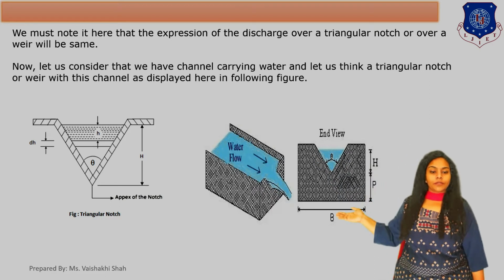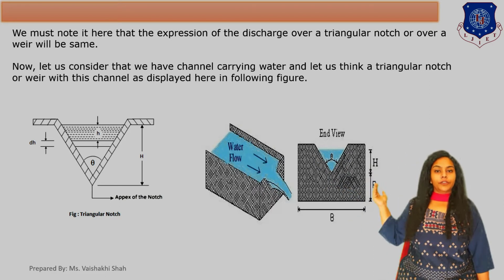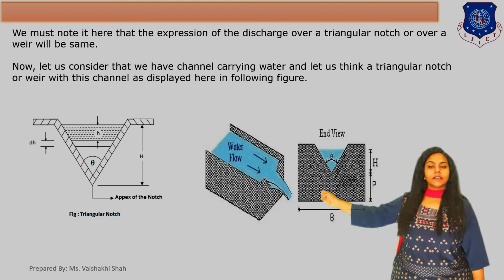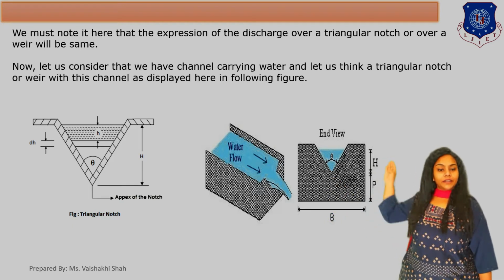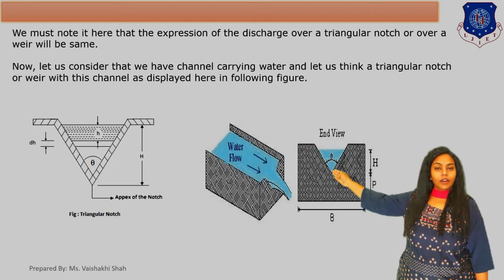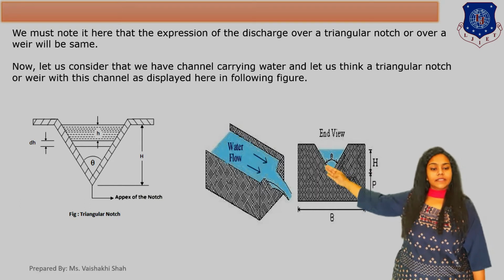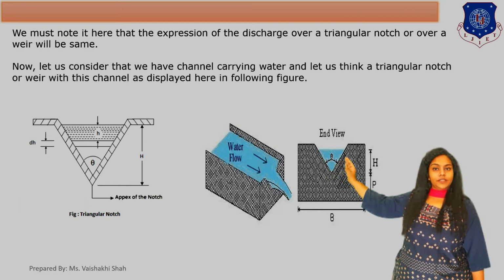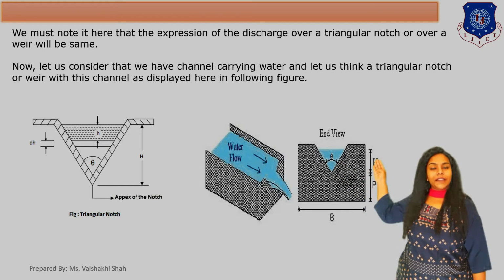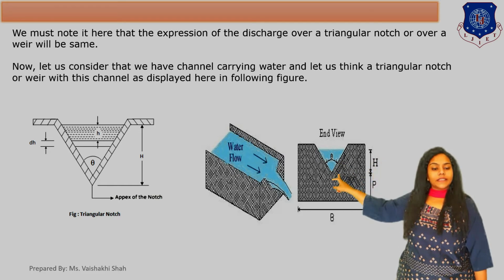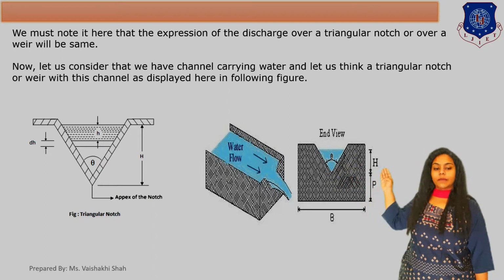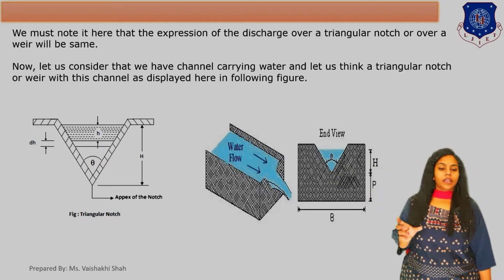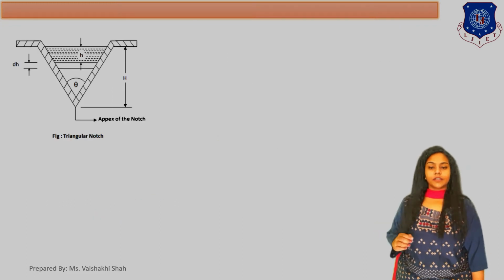Here this is again a view of your triangular notch. The shape of the notch is triangular. The angle of the triangular shape, the angle of inclination, is theta. Here the total height of liquid above the crest, this is your crest, is capital H. So let's start the derivation.